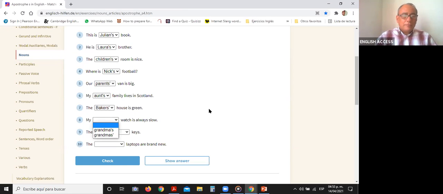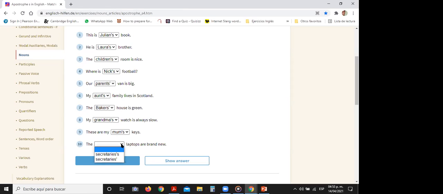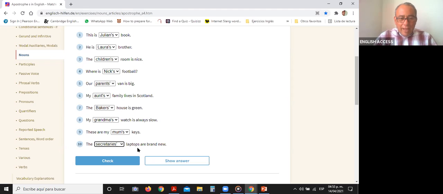Number 8, my grandma's watch. Number 9, my mom's keys, the keys of my mom. And finally, how many secretaries? Yes, because with secretaries we have laptops here in plural, so there is more than one secretary.